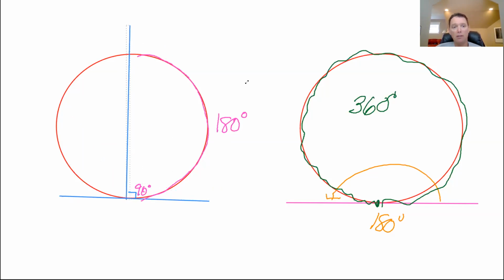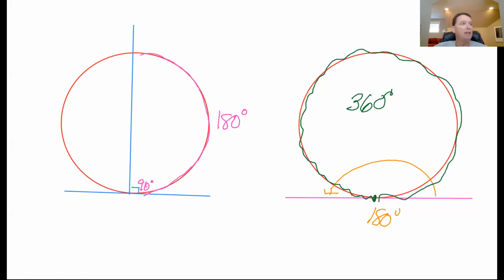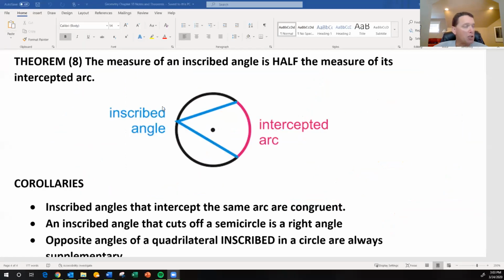And so it's not a proof, but I hope it makes sense that the measure of an inscribed angle is half the measure of its arc. Remember, I told you that the teaching part of today is going to be pretty short and, in theory, pretty easy. It's the doing the problems that's going to be really, really complicated. So I'm going to spend a little bit more time on that in just a minute.